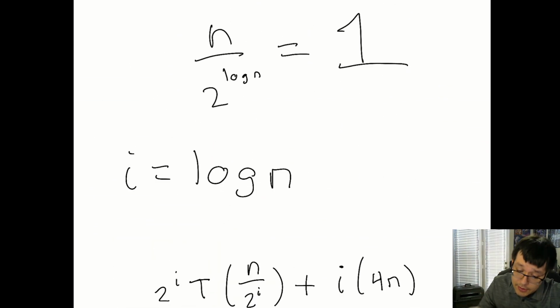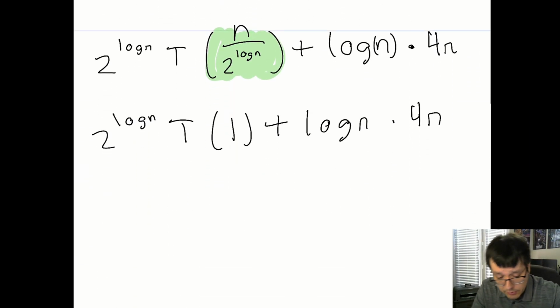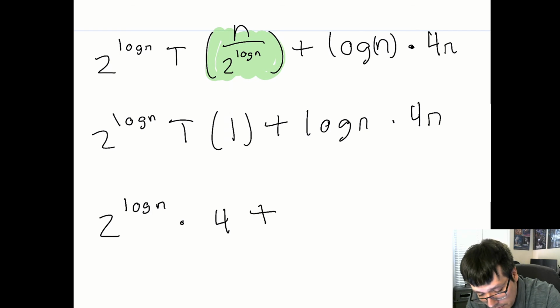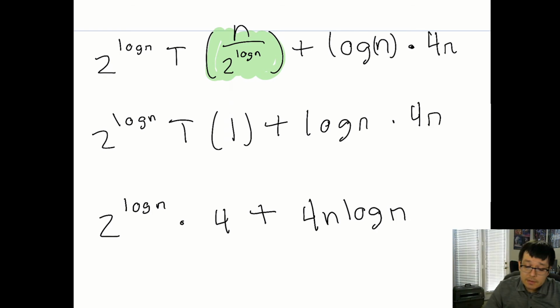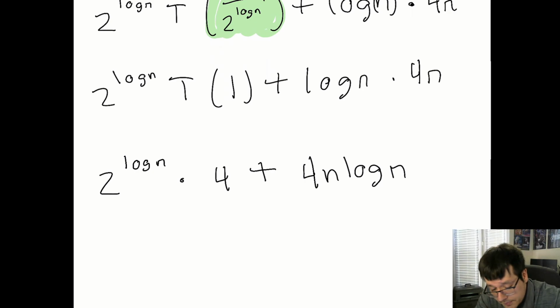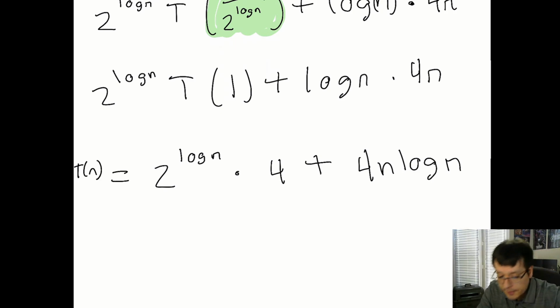And T of 1 is going to be, I believe we said 4, right? Yeah, 4. So let's just plug in that 4 in there. So 2 to the log of n times 4 plus, and I'm just going to flip the 4n in front, 4n log n, okay? So now we're getting somewhere. And by the way, remember, all this stuff is equal to T of n or whatever, okay?